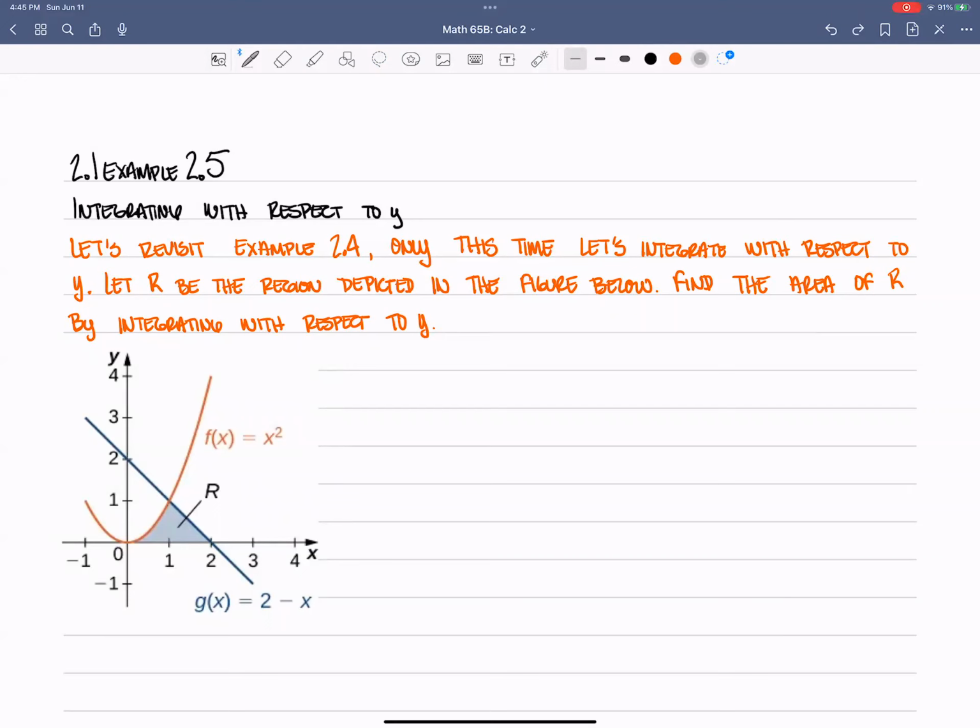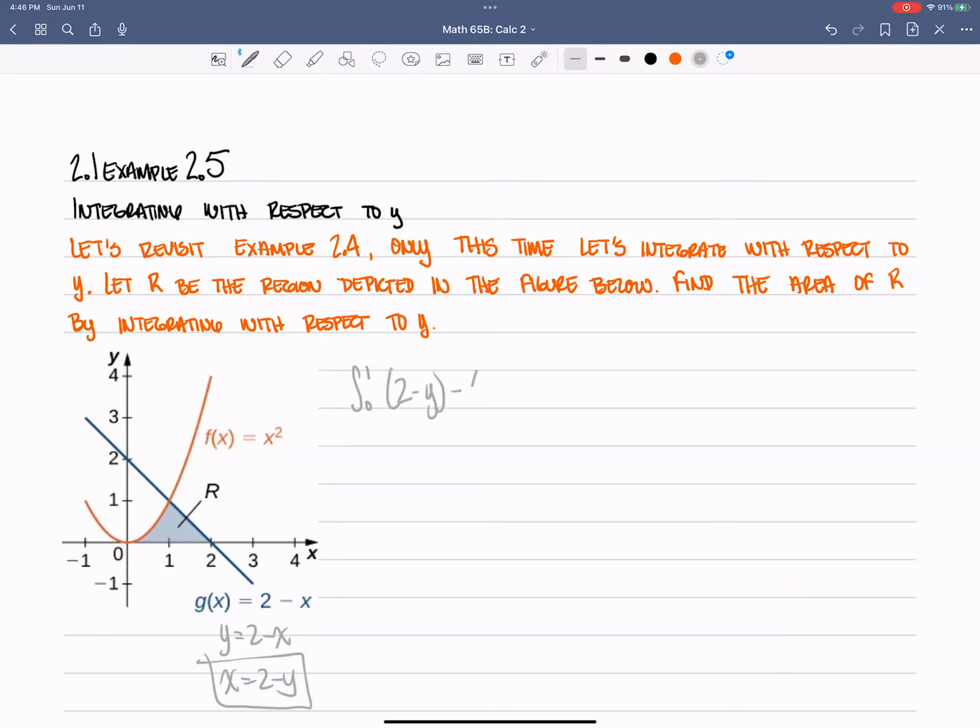All right, so with respect to y, we are integrating from 0 to 1, starting off first with our g of x, 2 minus x. Oh, wait, we're not integrating with respect to x, right? So that's going to be a big no. Let's turn this function in terms of y. So here we have y is equal to 2 minus x. We have x is equal to 2 minus y. So this is that top function there. So starting off with that, 2 minus y.